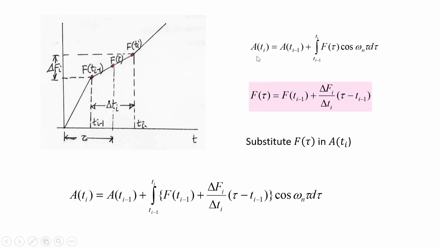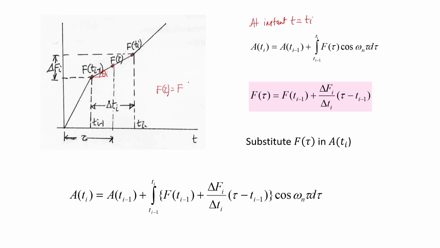Now the recurrence relationship for A(t) at the instant t equal to Ti, we can write A(Ti) equal to A(Ti minus 1) plus integration Ti minus 1 to Ti, that is the lower limit and upper limit, F tau cos omega n tau d tau. Then the force F tau at time t equal to tau can be found as F(Ti minus 1), that is this force, plus the increment. What is the increment? Del Fi by del Ti into tau minus Ti minus 1. Since we know the slope, we can find this F tau.